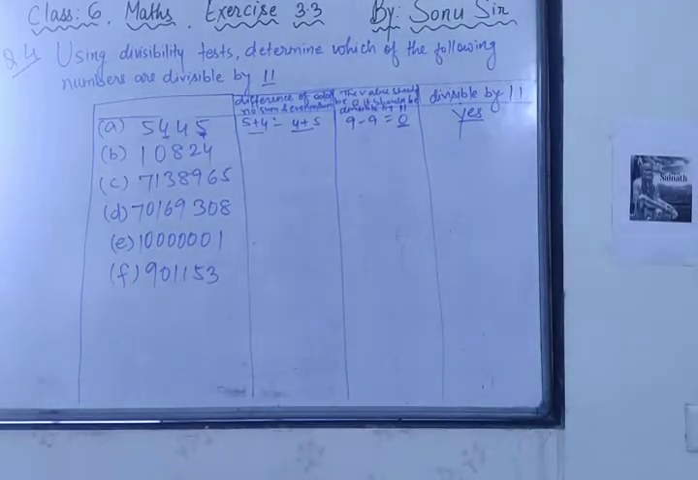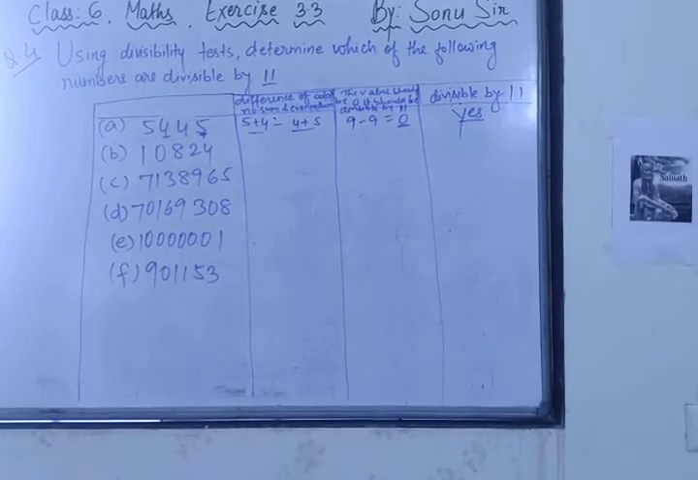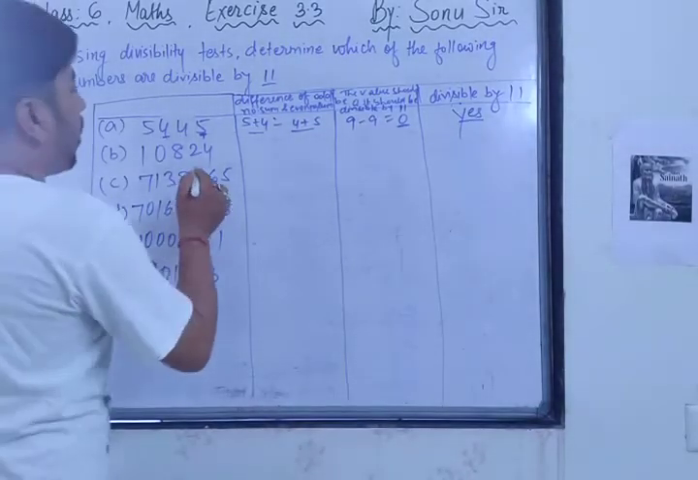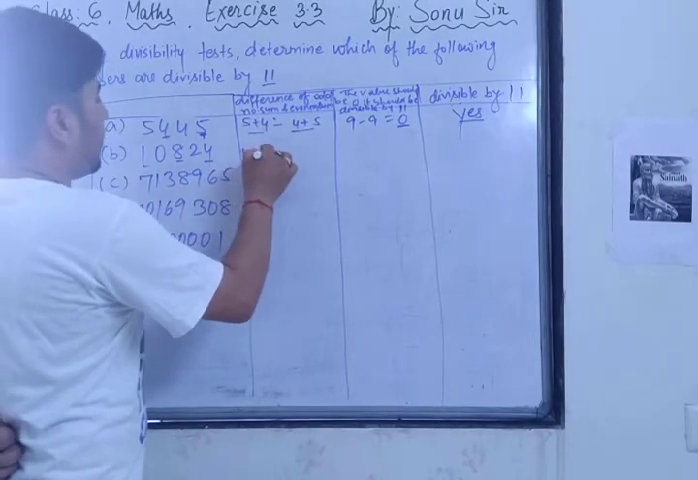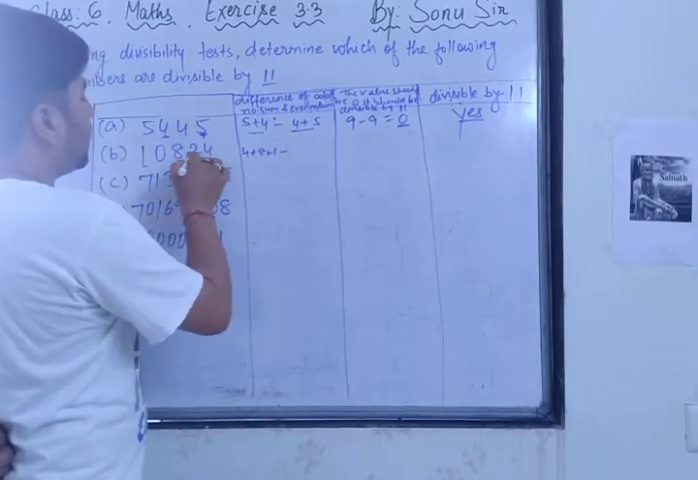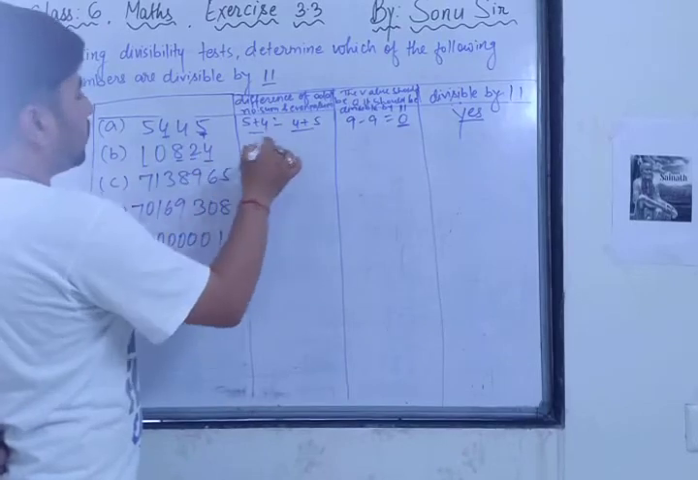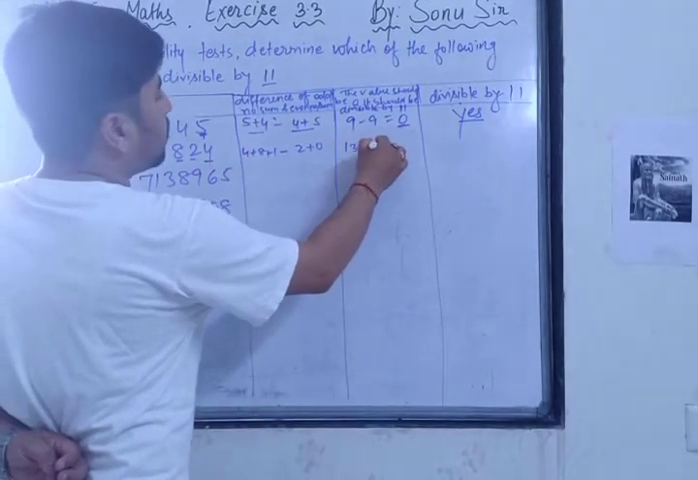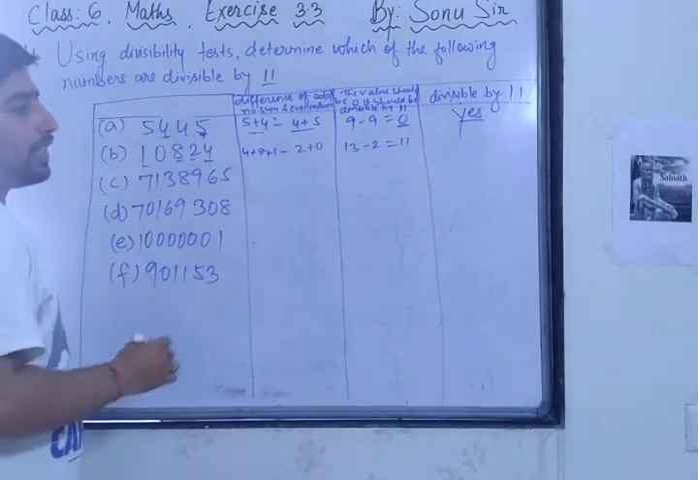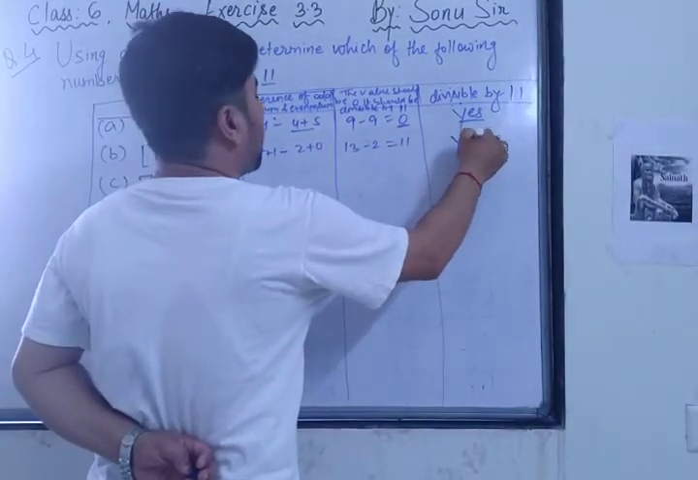So as we have seen here, we have taken the odd place and even place digits, and after taking them, we are getting the result 0. So yes, this number is divisible by 11. Now see here, odd places: 4 plus 8 plus 1 minus 2 plus 0. So 4 plus 8 is 12, plus 1 is 13, minus 2 is 11. Is 11 divisible by 11? Yes. So this number will be divisible by 11.